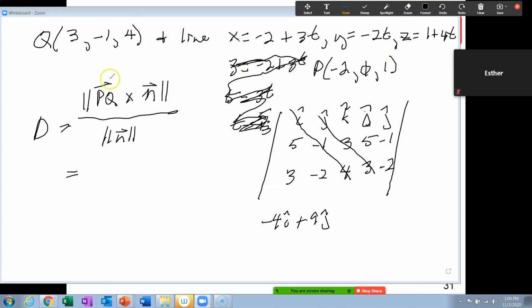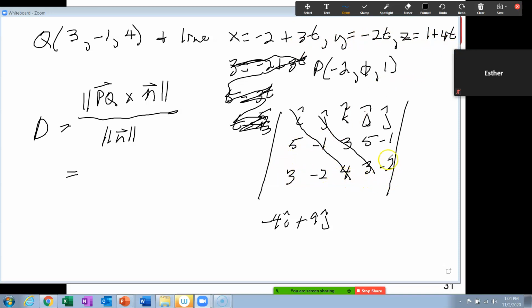Well, the formula is the vector PQ, that's your final minus initial, so it would be 3 minus -2, which is a 5, -1 minus 0, which is -1, and 4 minus 1, which is 3. And then the cross product of those two, with your n vector, your direction vector, being the components here, 3, -2, 4. So that's what you put down here, 3, -2, 4.